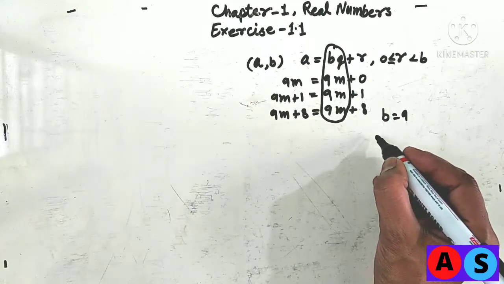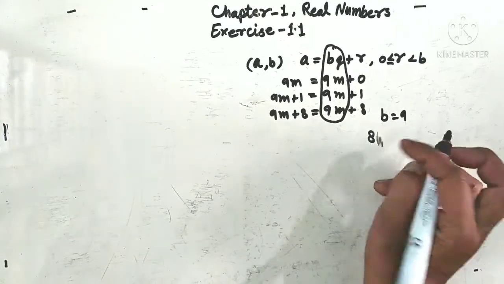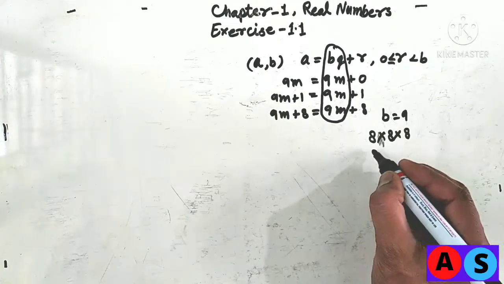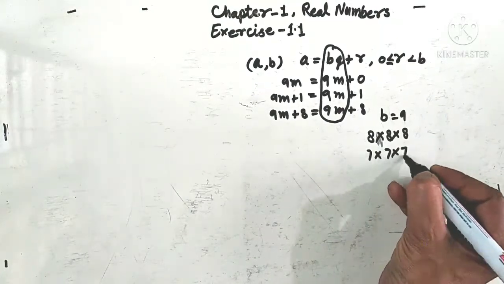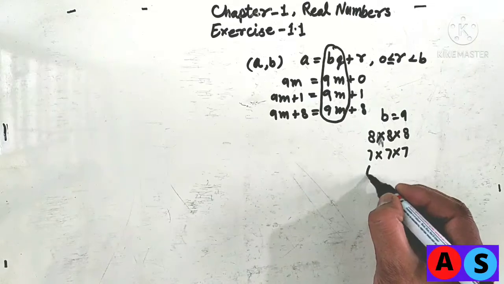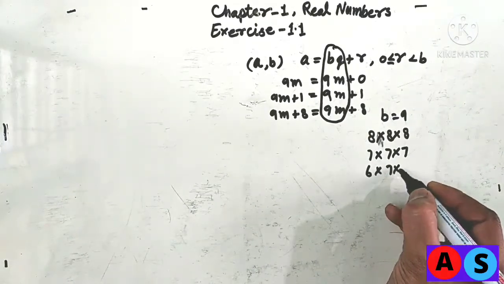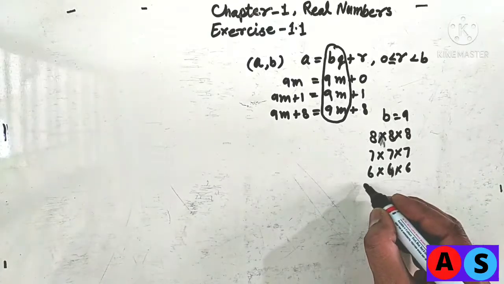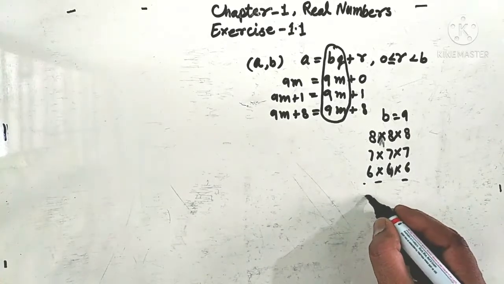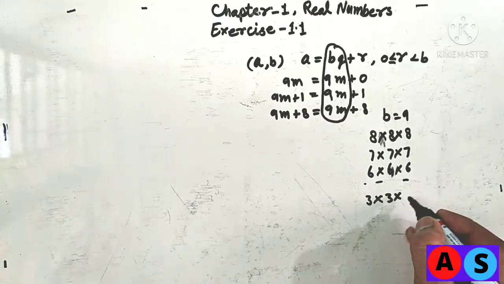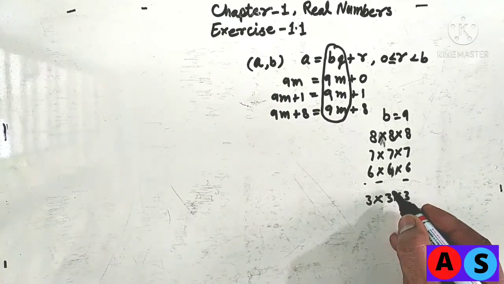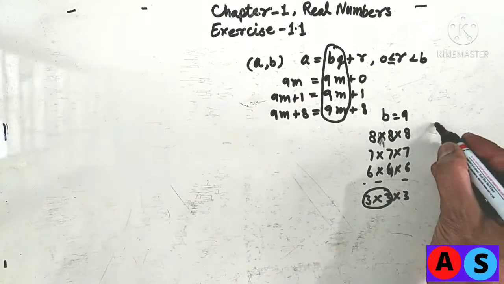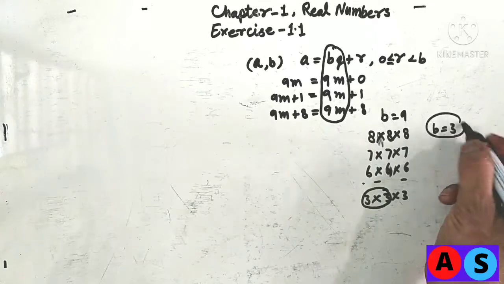If we take the cube of 8, we can take 9 as a common factor. If we take 7, we can take 9 as a common factor. If we take 6, we can take 9 as a common factor. On going on, when we reach 3, then after cubing 3, we see that we can take 9 as a common factor. Then we can take b is equal to 3 to solve our question.